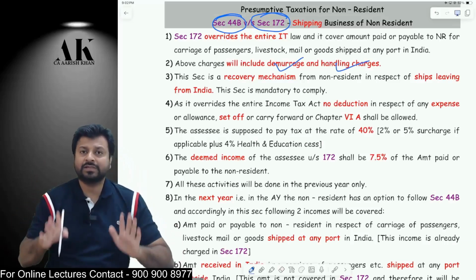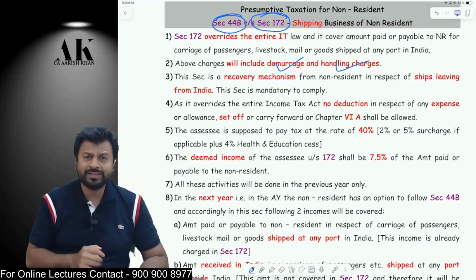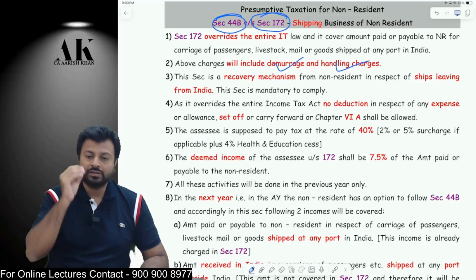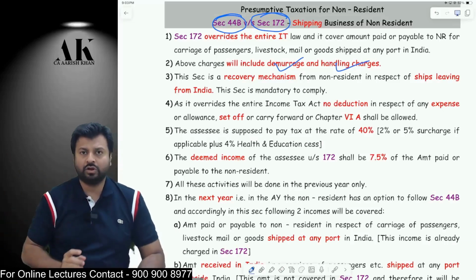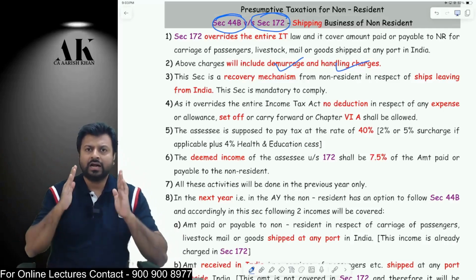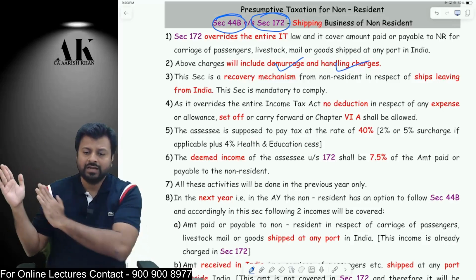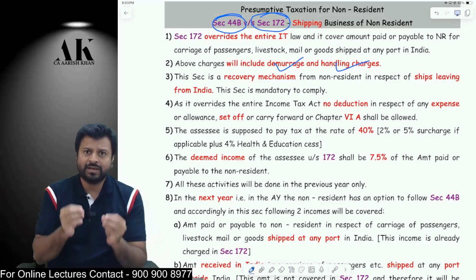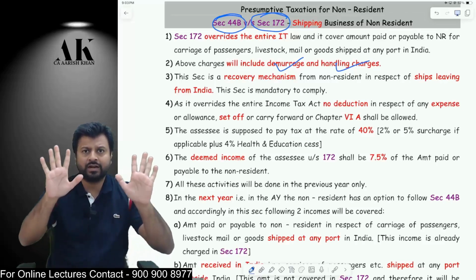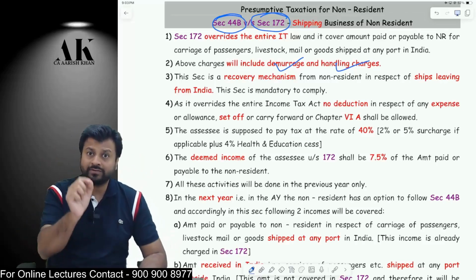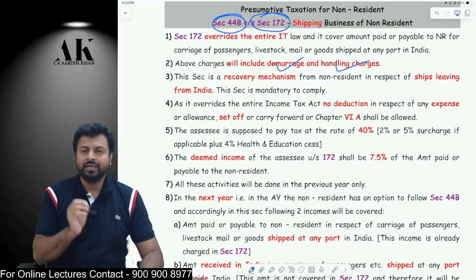Now, this is as per section 172. And he is supposed to pay this before leaving India. So 172 overrides the entire income tax law. Suppose a non-resident shipping ship owner came to India and he is leaving India with carriage of passengers, goods, livestock, etc., and he is earning 100 lakh rupees. So 7.5% of 100 lakhs will be deemed income. He has to pay tax on that.